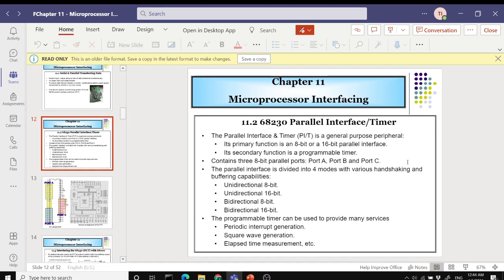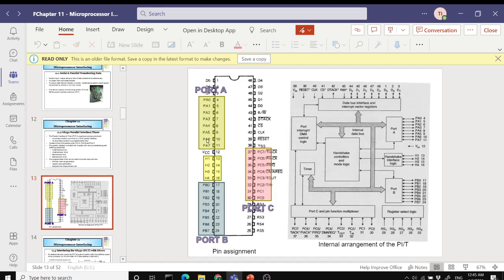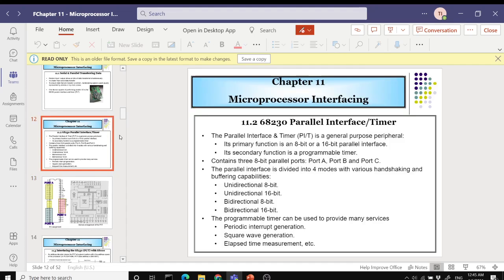Its primary function is an 8-bit or 16-bit parallel interface. So if you want to connect to some device in parallel, using a parallel interface, you use this chip. And it has another function, which is you can program it as a programmable timer. It contains 3 8-bit parallel ports. We have 3 parallel ports: port A, port B, and port C.